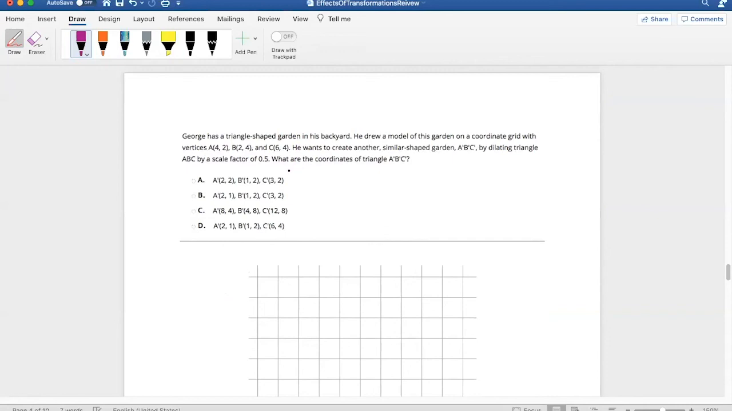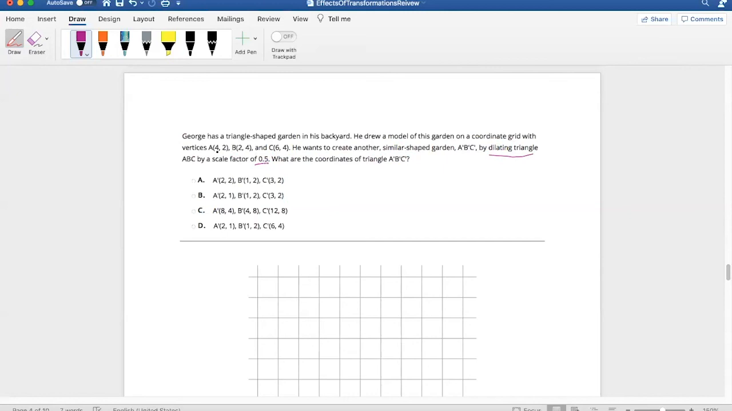All right, we have a triangle shaped garden, and he drew a model on a coordinate grid. Here were the original vertices. He wants another similar shaped garden, but he's going to create this one by dilating. So again, there's that either bigger or smaller by a scale factor of 0.5. I can see since it's a 0.5, it's going to get smaller. What are the coordinates of our new one?